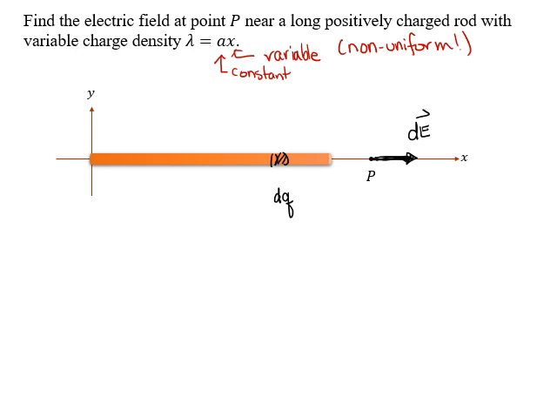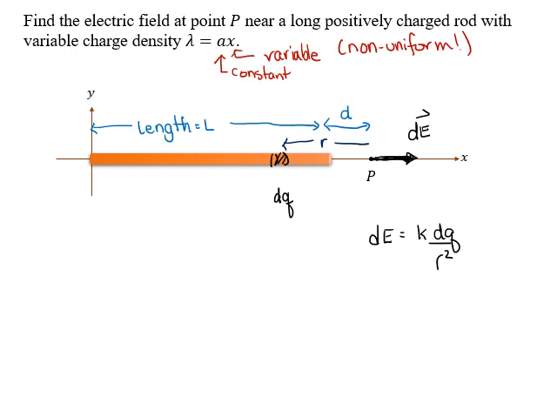Okay, next let's deal with our parameters and dq. First I'm going to label the length of the rod L. And I'm going to say the distance between the end of the rod and the point where we're trying to find the electric field is d. If we write down dE, we know that dE is equal to k times dq divided by r squared. So let's get r in our diagram. r is the distance from dq to our point P. So r is from here to here.